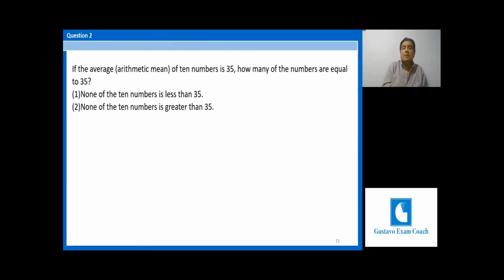If the average (arithmetic mean) of 10 numbers is 35, how many of the numbers are equal to 35? Okay, we have important information here. Let's begin with the first statement. None of the 10 numbers is less than 35.